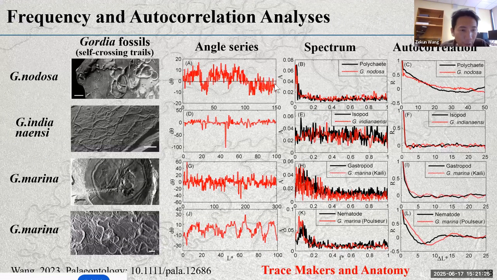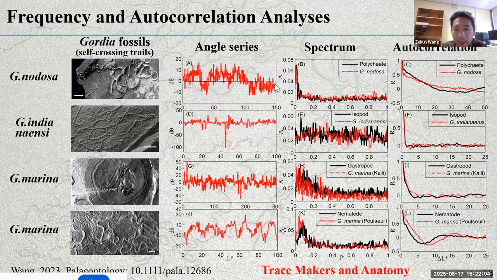So we can take a look at some trace fossil record. For example, these trace fossils are some Gordia trace fossils. So the Gordia is characterized by the self-crossing of the trajectory. The first one is Gordia nodosa. As you can see, it resembles the traces left by some polychaetes. And the second one is Gordia indonesiense. Although this taxa is not valid anymore, you can still see a lot of these relatively randomly self-crossing traces left by arthropod. So this kind of trace fossil should be left by some short-bodied arthropod.